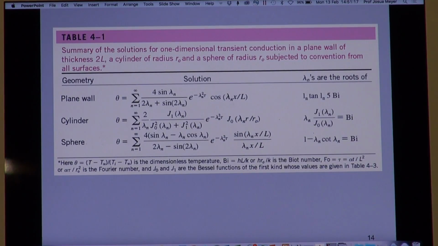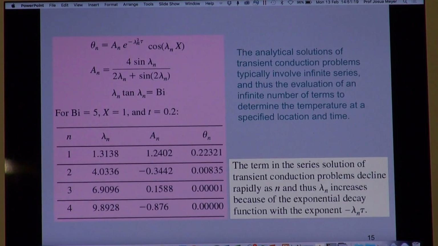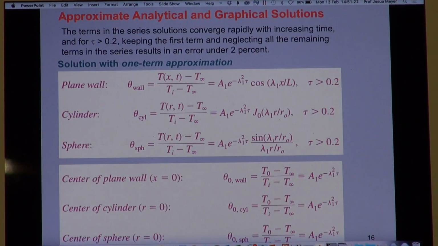Then we've said that if tau is larger than 0.2, then you only have to do the first term, which means you only have to solve A1 and tau 1. And that is the solution for those three cases. A general solution, those three equations at the top, and then underneath it, the special cases where r is equal to 0 or x is equal to 0, which means it is on the center.